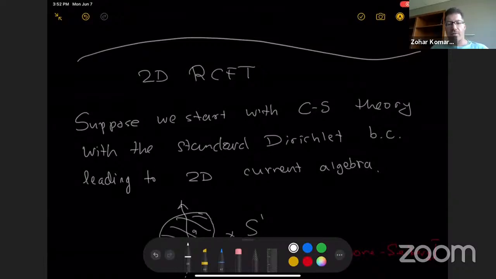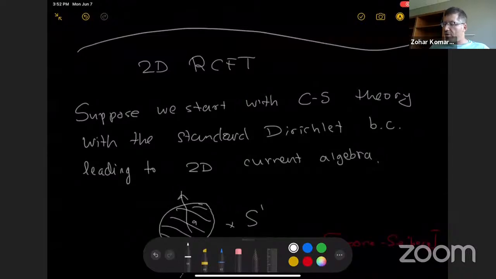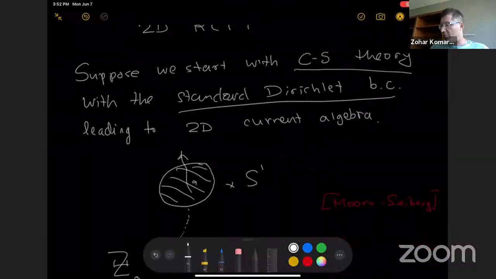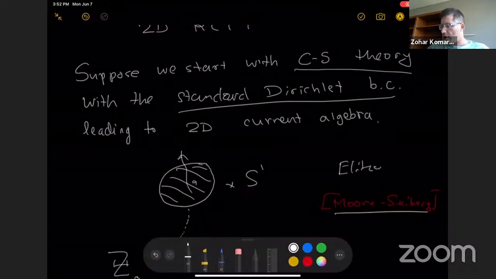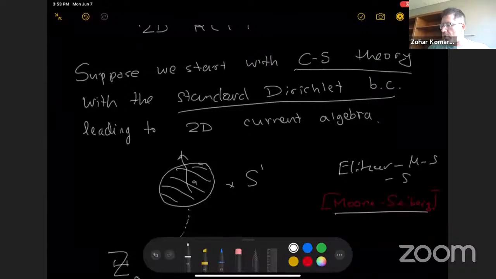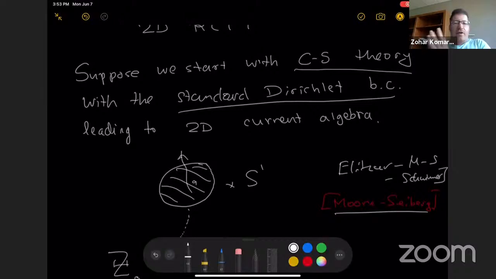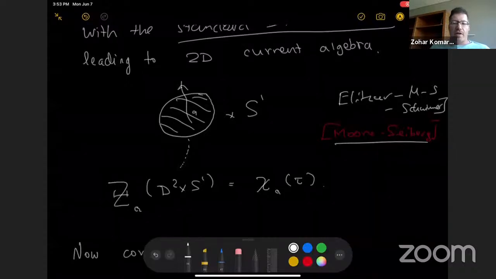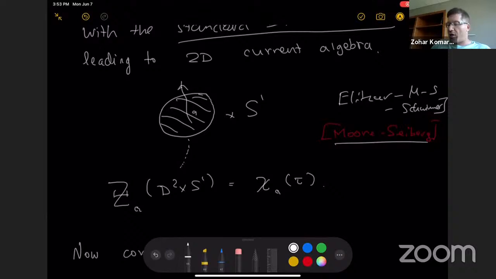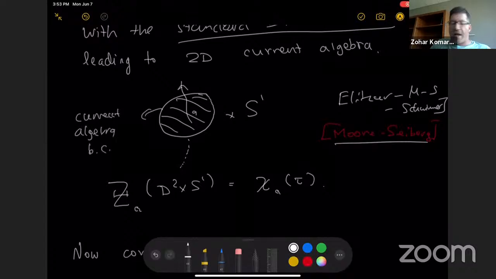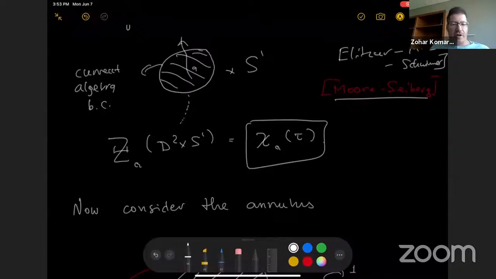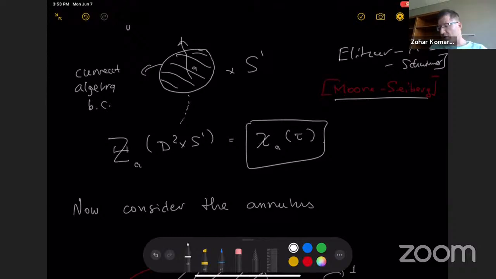I'll be a little bit more pedagogical now and then jump further. So let's suppose that we start from a Chern-Simons theory with the standard Dirichlet boundary conditions. This is essentially Moore-Seiberg, but more concretely, Elitzur, Moore, Seiberg, and Schwimmer. So let's just start from the current algebra boundary conditions for a Chern-Simons theory. One of the main facts that they've shown is that if you pierce your disk, on which there are current algebra boundary conditions, with an anyon A, the partition function is the chiral character of the corresponding representation of the current algebra.